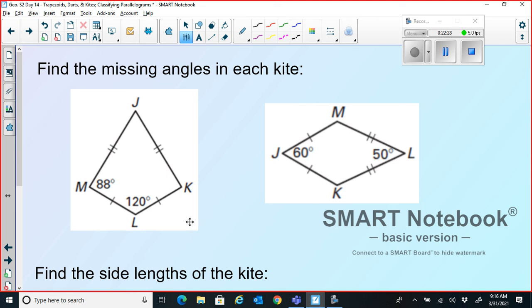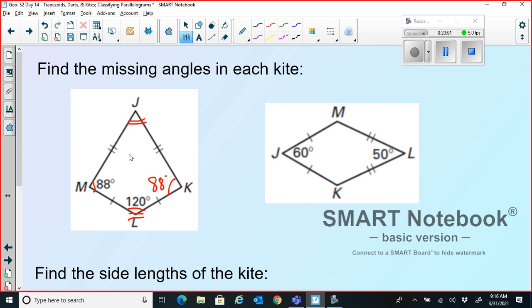Find the missing angles in each kite. Okay, missing angles in each kite. I will just do the first problem here, and then I'll give you a chance to work on the other. So here we studied that in the case of a kite and dart, there will be one pair of congruent angles. So this angle is congruent to this angle, but not these two. These two are different. These two angles J and L will not be congruent to any of them. If this is 88 degrees, this also will be 88 degrees.